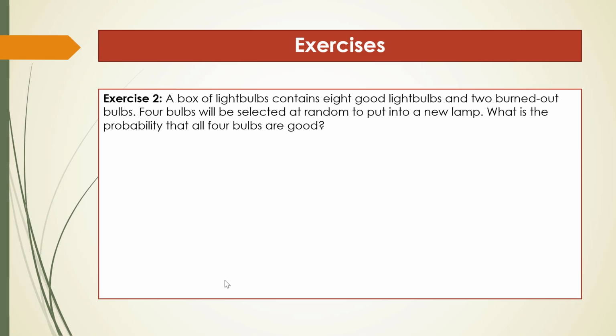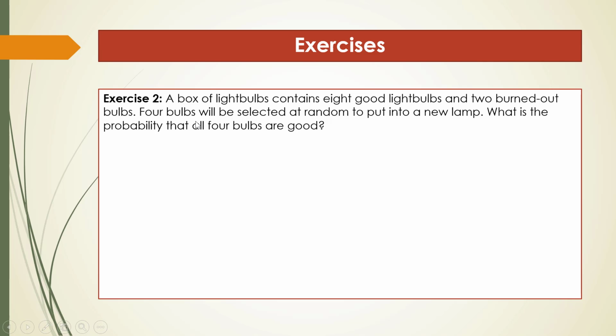Exercise 2. A box of light bulbs contains 8 good light bulbs and 2 burnt out light bulbs. 4 bulbs will be selected at random to put into a new lamp. What is the probability that all 4 bulbs are good? So here the box contains 10 bulbs, 8 good and 2 bad.